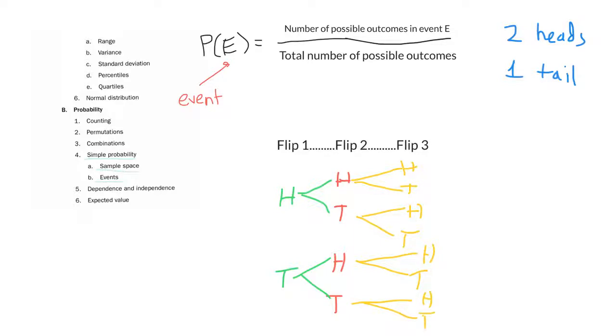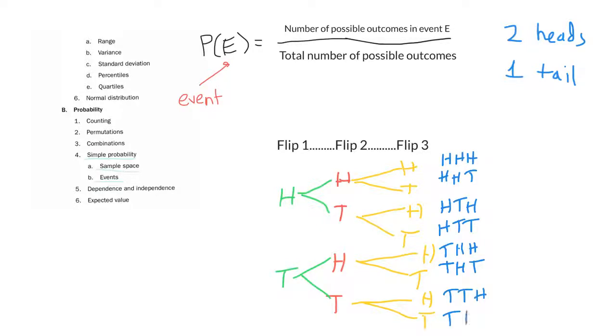It's always a good idea to write everything that has just happened at the tail end. So this one represents 3 heads in a row. This one represents heads, heads, tails, right? This one represents heads, tails, heads. We have heads, tails, tails. We have tails, heads, heads. We have tails, heads, tails. We have tails, tails, heads. And we have tails, tails, tails.